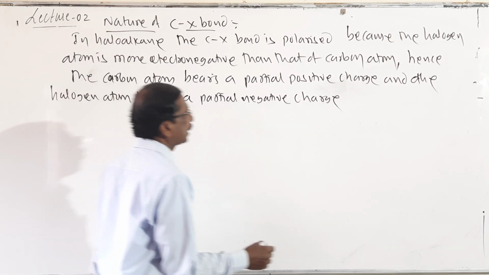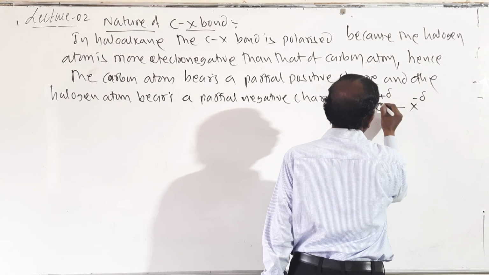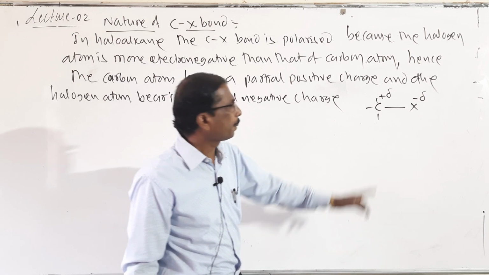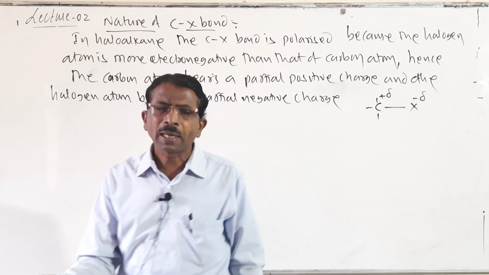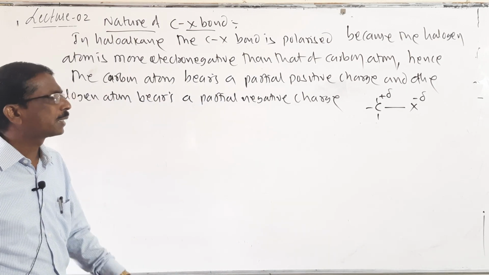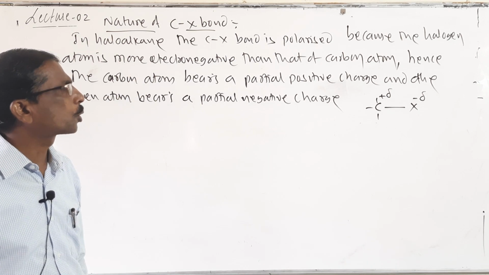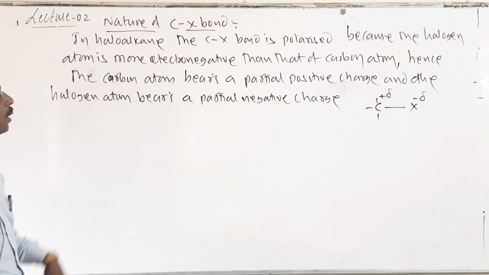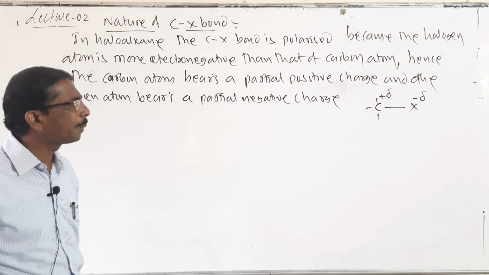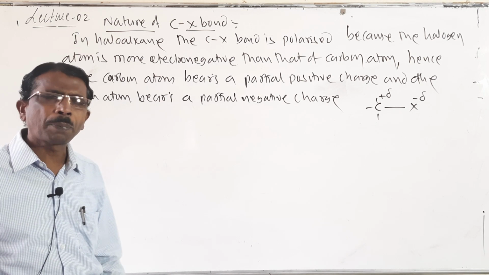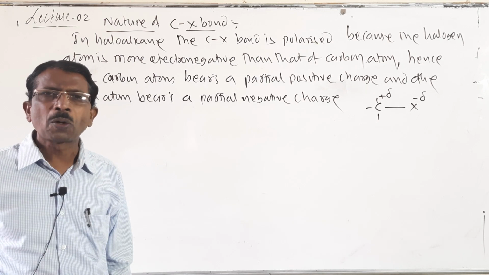Here it is indicated like this, look here students: C-X, with negative on the halogen and positive on the carbon. The carbon atom bears a partial positive charge and the halogen atom bears a partial negative charge. Hence alkyl halides or haloalkanes have a polar C-X bond. So you know that in haloalkanes the C-X bond is polarized because the halogen atom is more electronegative than the carbon atom. Hence it is called polar.